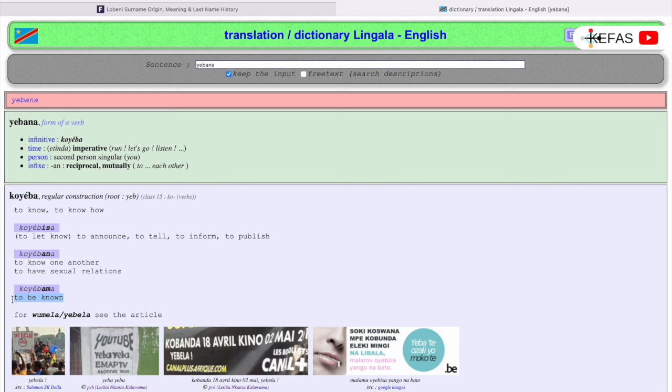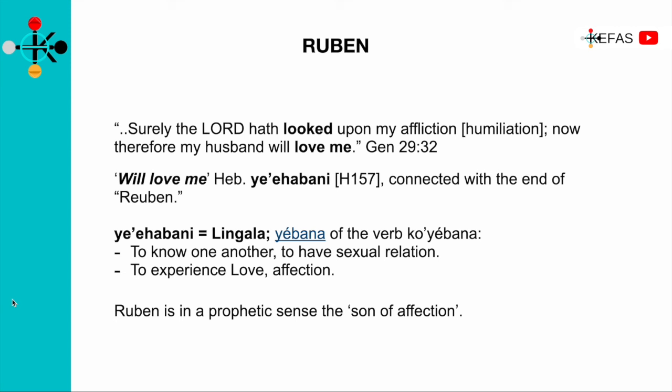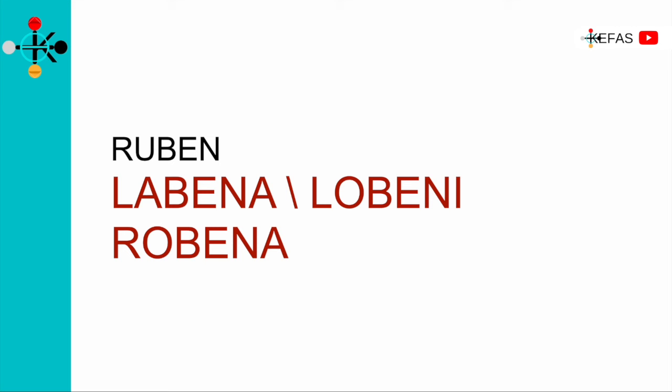So the Hebrew that is translated here with will love me is Yehebani, connected with the end of Reuben's name, which is clearly seen in the Lingala Bantu Yebana, of the verb koyebana, to know one another, to have sexual relations, to experience love and affection. Now, Reuben is in a prophetic sense the son of affection, or the son for affection. So the true Bantu name for Reuben and his tribe is Labena, or Lobeni, or Robena. Behold the son, and also connected with love, affection.